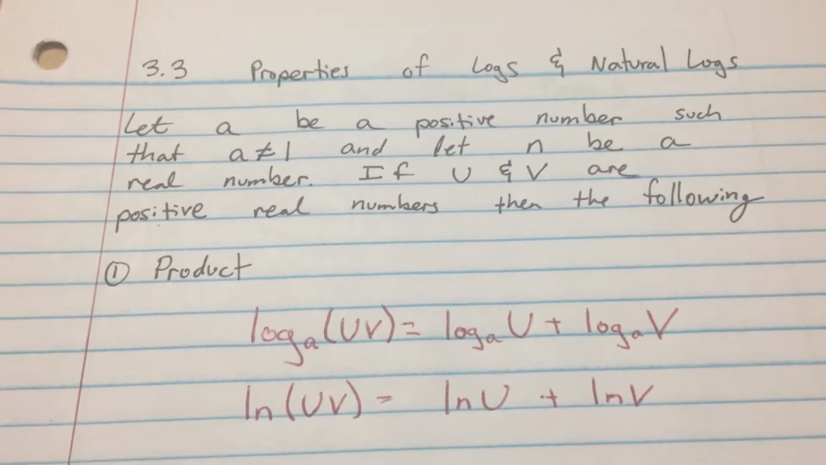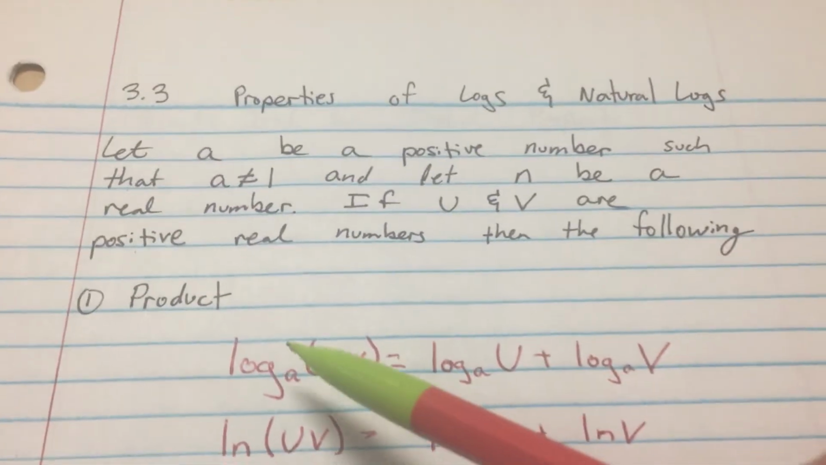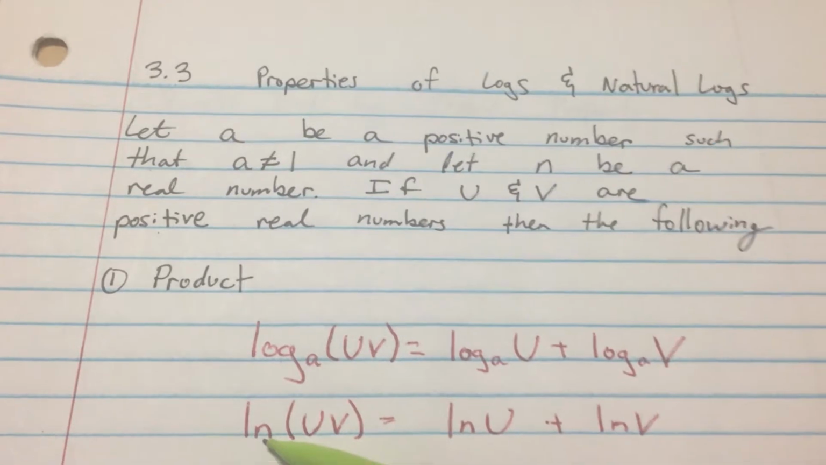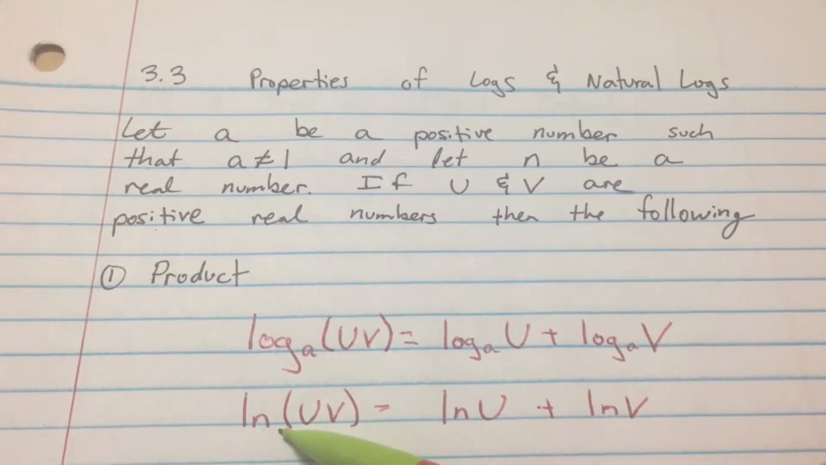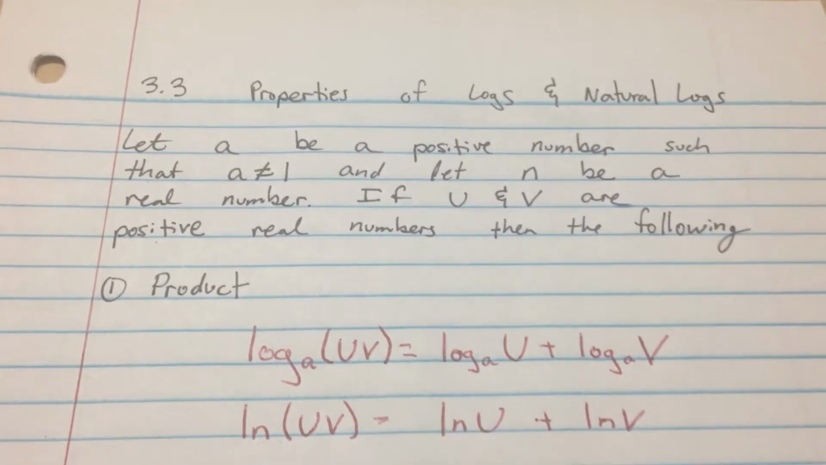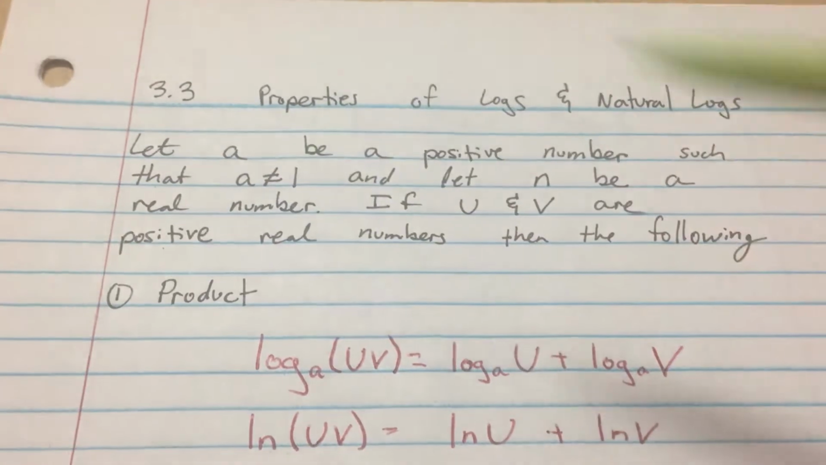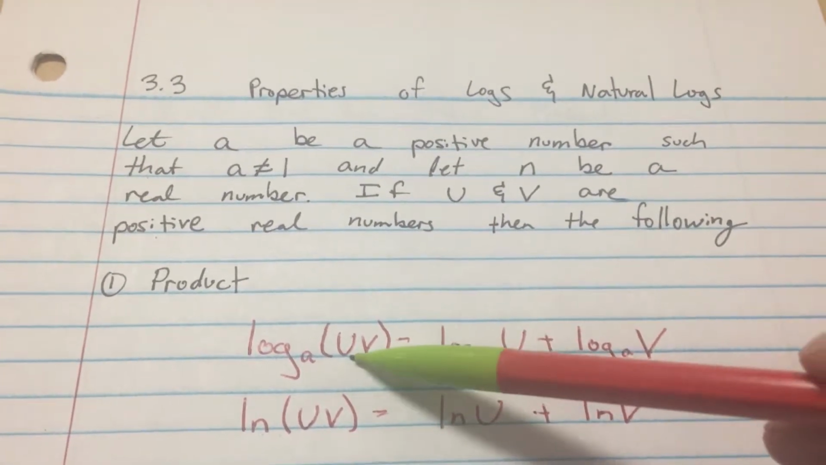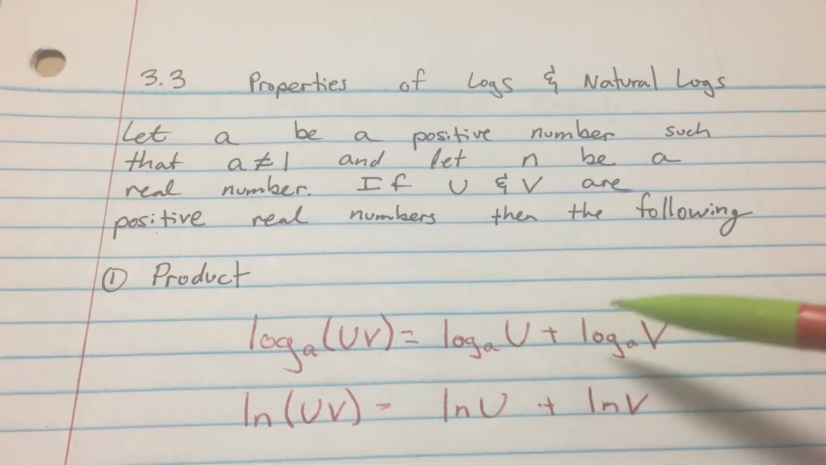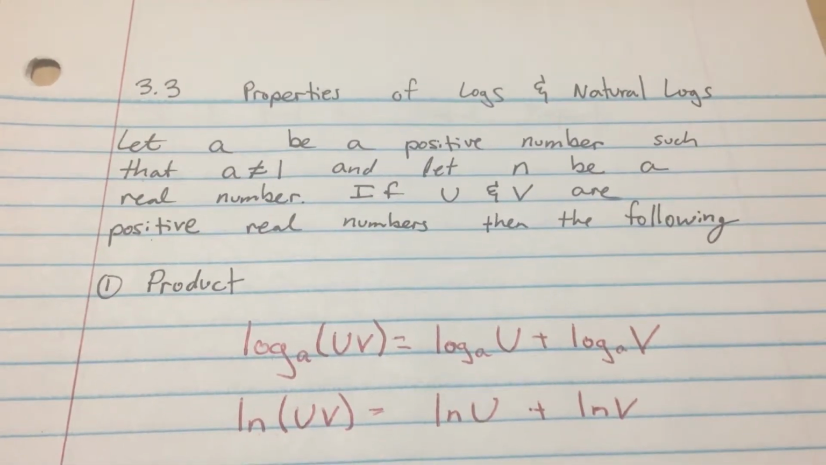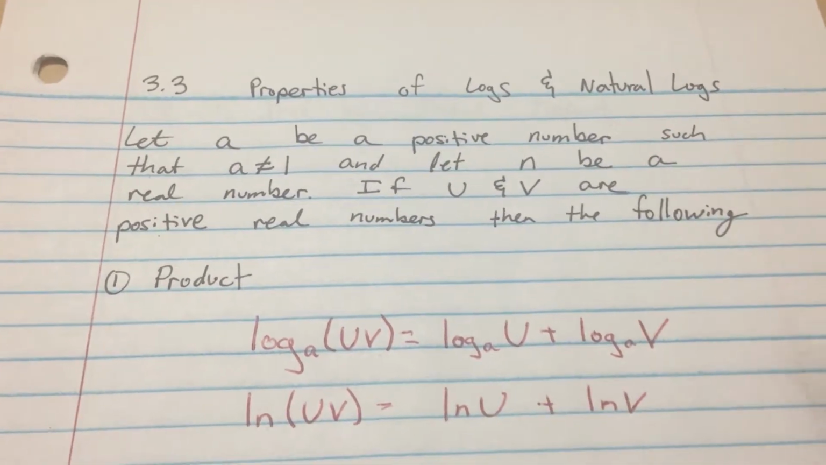The first property is called the product property. So this tells us that as long as we have a log or a natural log, remember a natural log has a base of E, while a regular log can have any base except for a negative number or 1, which we said right here. As long as these values are being multiplied together, we can actually break them apart using addition. Same thing for natural log over here, can break them apart using addition.